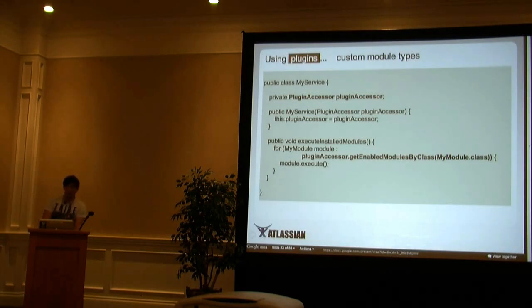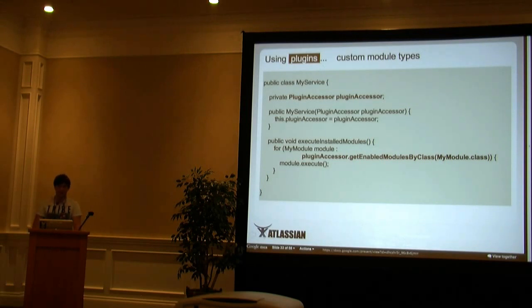So now that I've shown you how to define a module type, that's really all there is to it. But we should take a quick look at how you're actually going to use these module types in your application. So here I've just got some simple service, I'll just call it my service, and we're injecting a component called the plugin accessor. Now the plugin accessor, again, is quite a large class which has a whole bunch of different methods on it for interacting with the plugin system. But the one we're interested in at the moment is this method getEnabledModulesByClass.